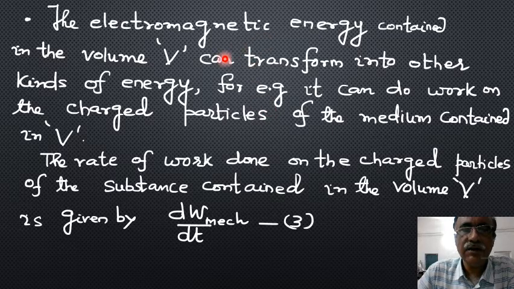This electromagnetic energy contained in the volume V can transform into other kinds of energy. For example, it can do work on the charged particles contained in the volume V, and we can calculate the rate of work done on these charged particles contained in the volume V, which is given by dW mechanical by dt.